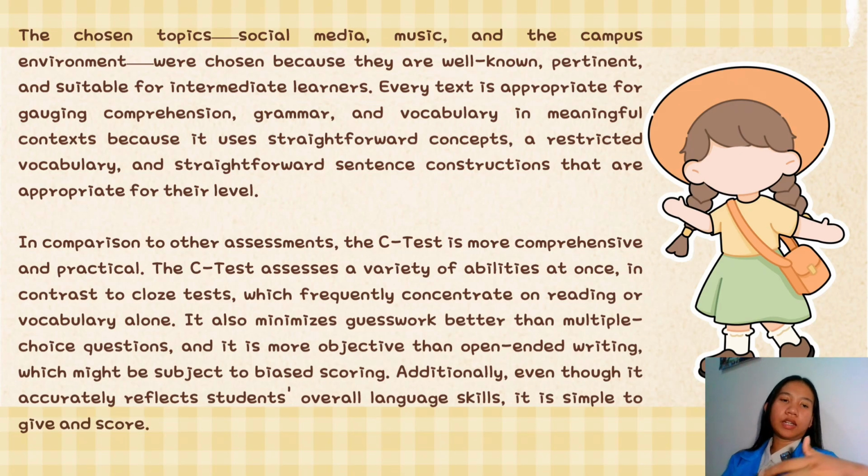Okay, and the last for this presentation, why I chose social media, music, and the campus environment topics for my texts in C-test reading comprehension, grammar, and vocabulary. I chose these 3 topics because they are interesting and familiar for intermediate learners. The more relatable the content, the more accurate the test result will be, since students can use real-world knowledge to fill in the blank.